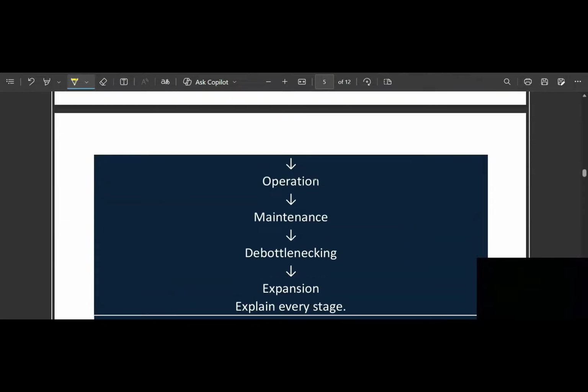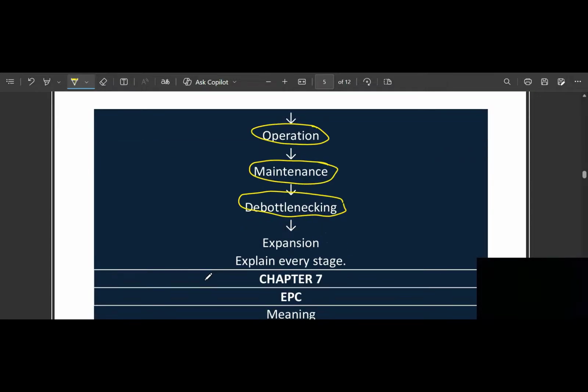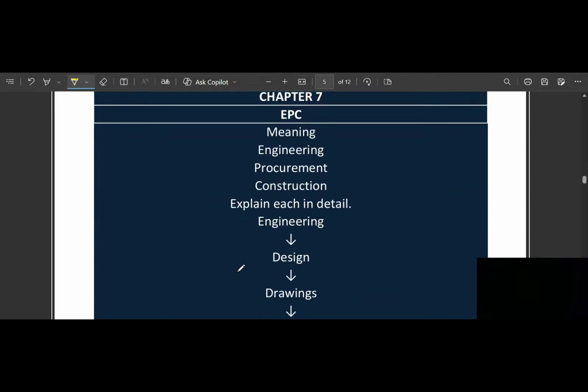Then after commissioning, after stabilization of the plant, regular operation starts. After operation, you will face some challenges. You will get some problems in the plant, so a maintenance team is required. Debottlenecking or revamping. If you want to increase the capacity of the plant, then expansion. These are the topics we need to understand.